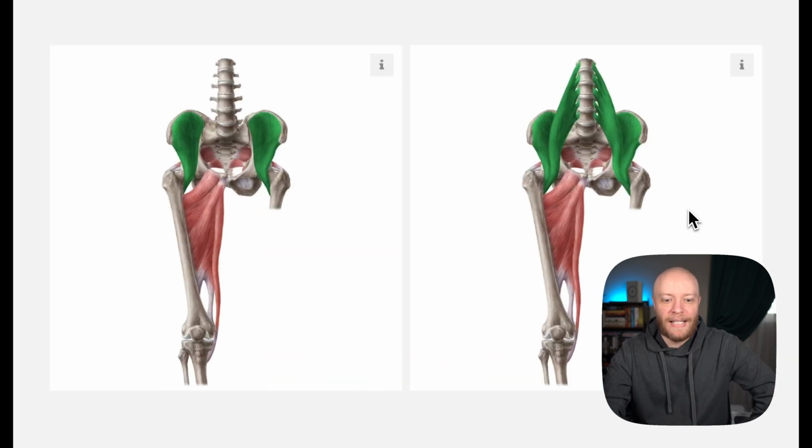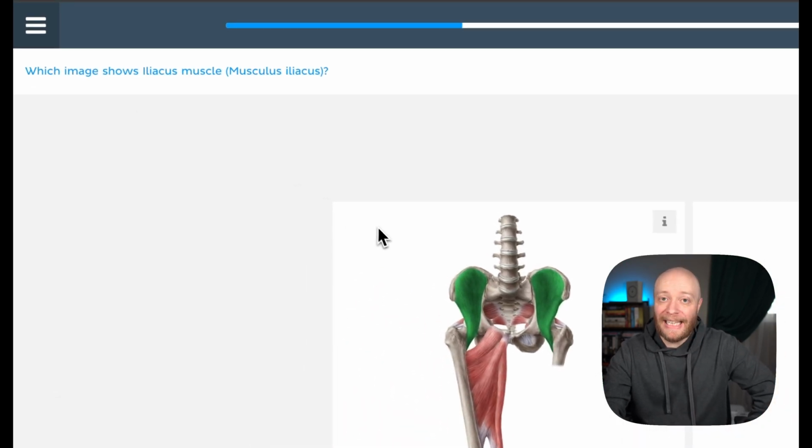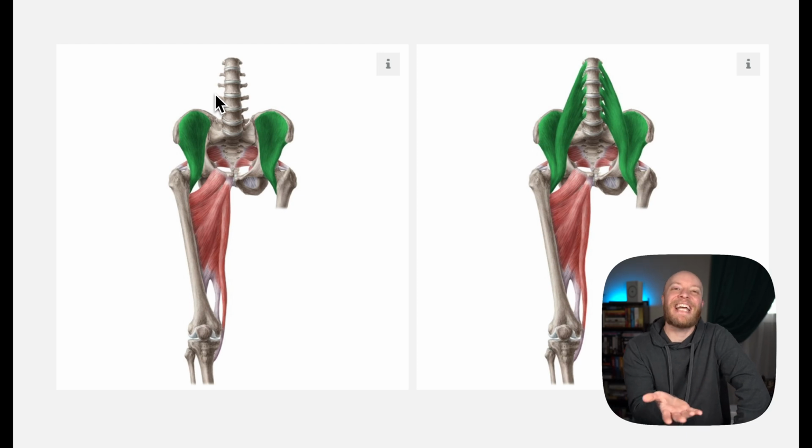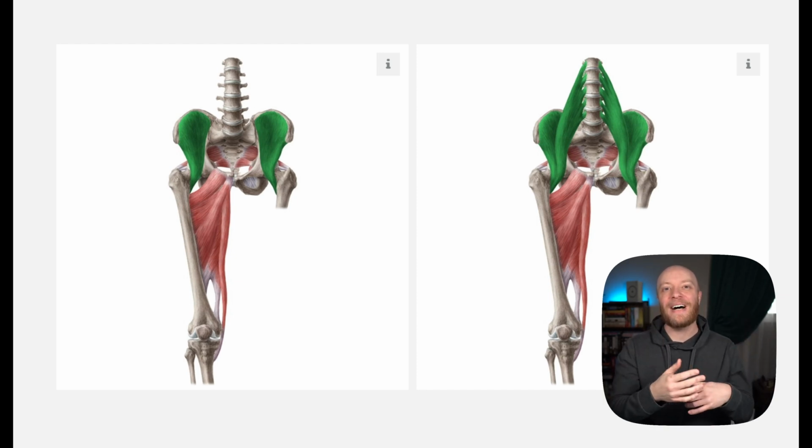All right. Next, which image shows the iliacus? I always learned it as Iliacus, and then I heard someone say that it's probably pronounced differently. I'm sticking with Iliacus. I'm sticking with what I learned. At the end of the day, pronouncing it correctly every single time isn't the most important aspect. It's more about, can you identify it? Can you understand what it does, why it's there, those types of things.